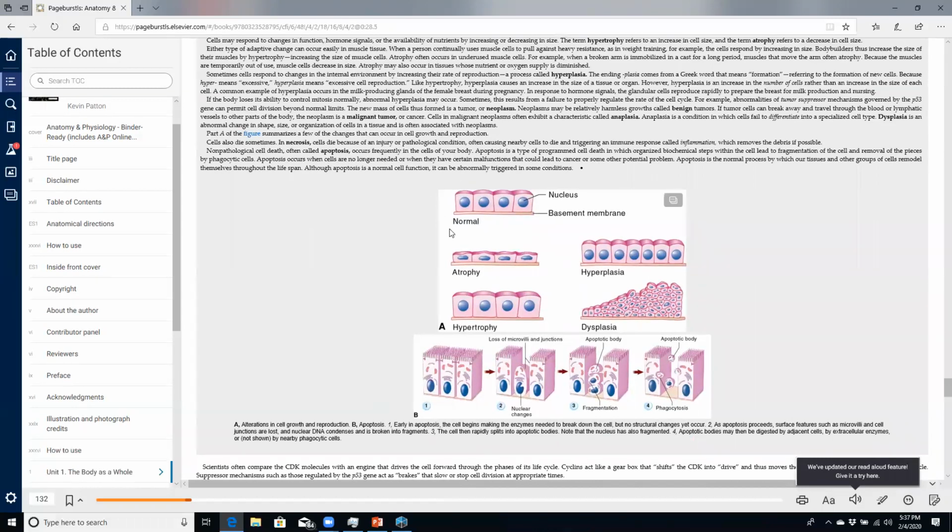And so all of the cell functions that we have talked about today have been normal cell function.